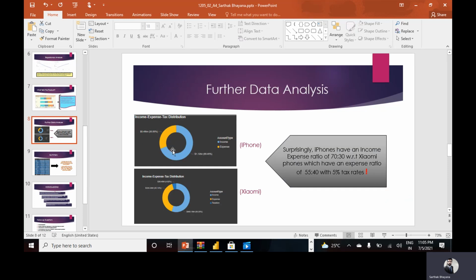Then further, we tried to analyze the IE ratio of the various phone brands, and we saw that for iPhone, the IE ratio stands at 70 to 30. That is, 70% is the income and 30% is the expense, which makes it a profitable device. While Xiaomi has an income distribution of 55 to 40, where we can see that 5% is an additional taxation level that is not there in the iPhone.